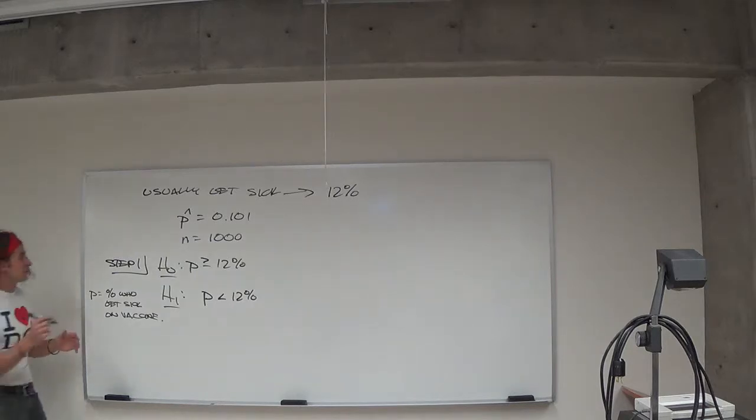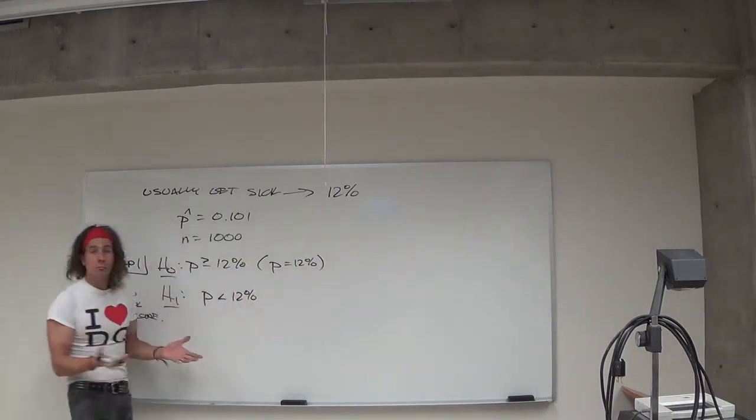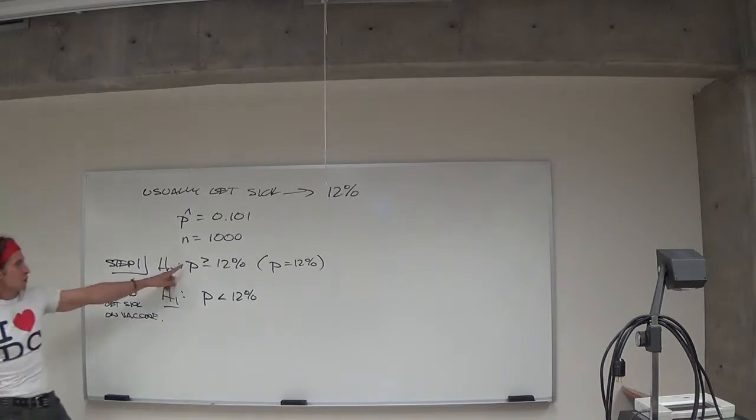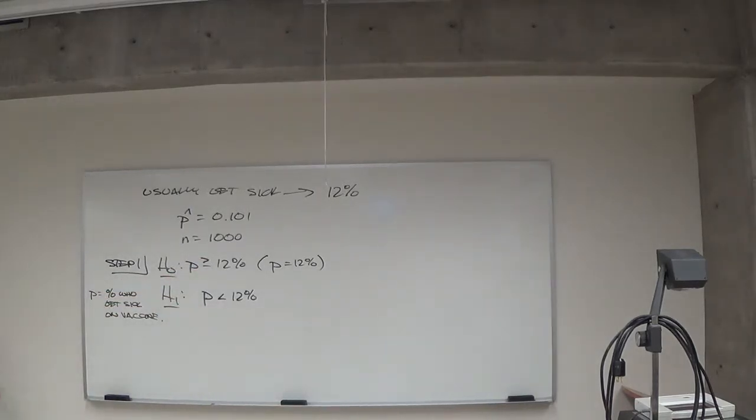But by convention, very often it's just written as p equals 12%. Just so you know, you'll often see that in the research, even though this sign up here generally is always the opposite of this. Cool. Fair enough? Fair enough, we're good.